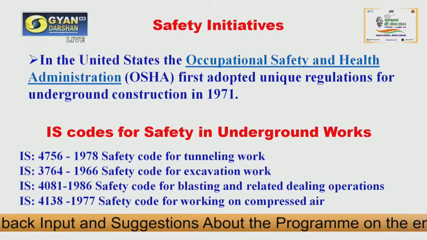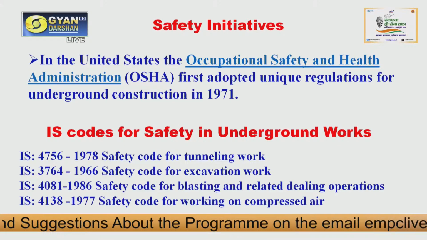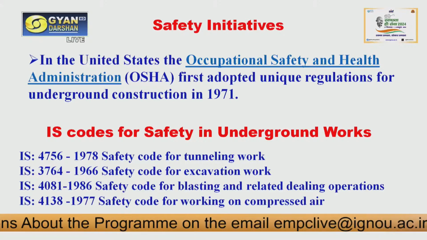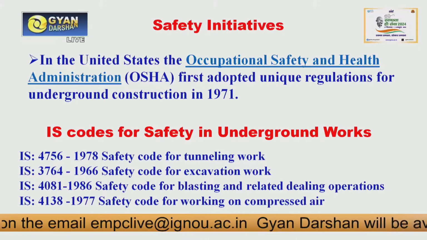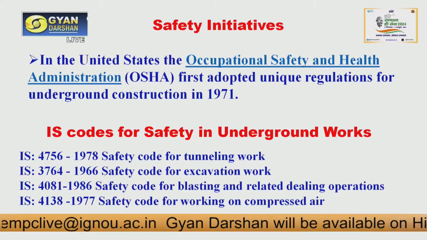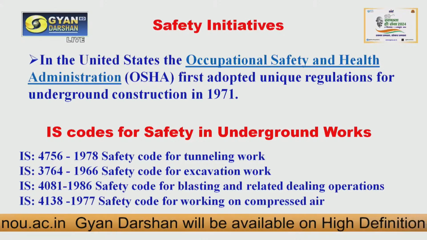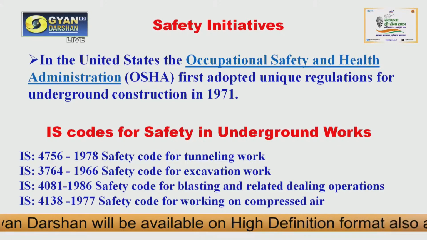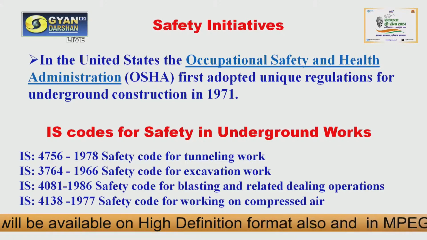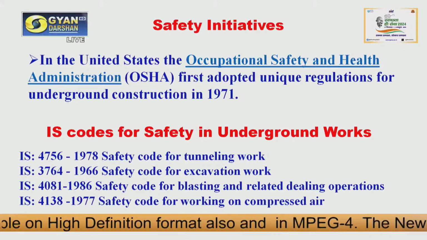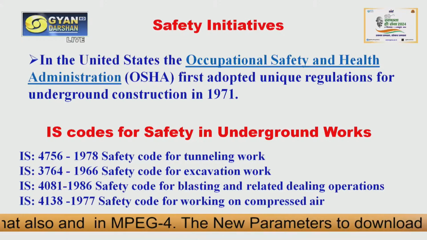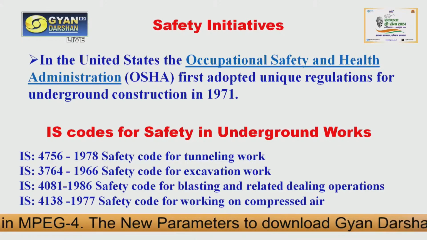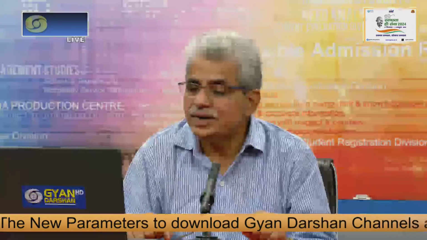Some of the codes that you see here are IS 4756-1978, Safety Code for Tunneling Work. Then IS 3764-1966, Safety Code for Excavation Work. Then IS 4081-1986, Safety Code for Blasting and Related Drilling Operations. Then IS 4138-1977, Safety Code for Working in Compressed Air.